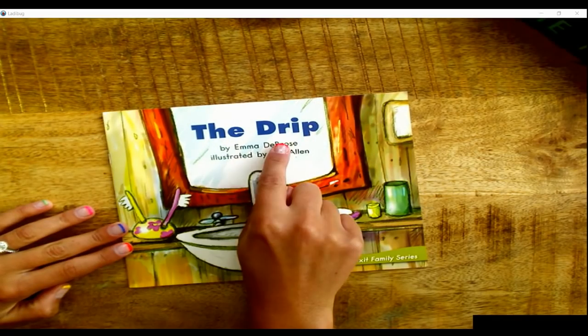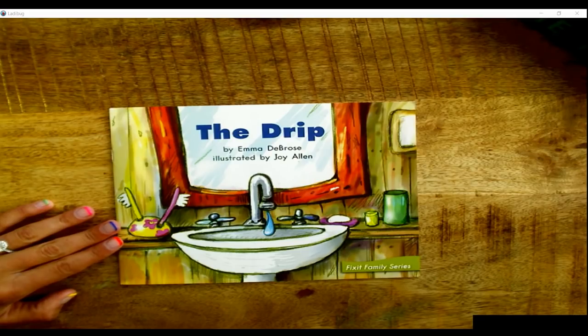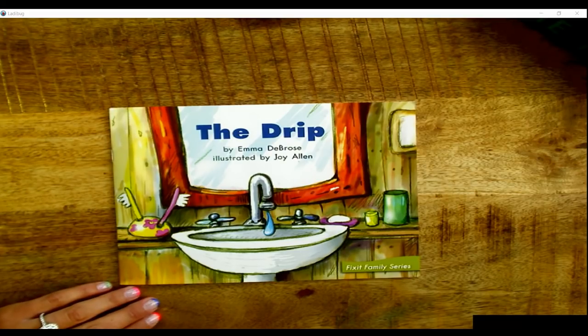Today, we read The Drip with the purpose of using the important events that happen in the beginning, middle, and end. We use those events to help us identify the problem and solution of the story.